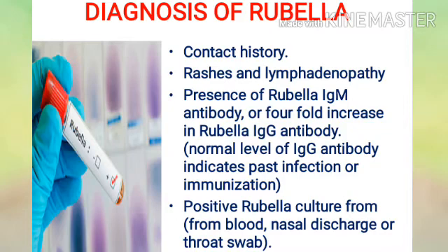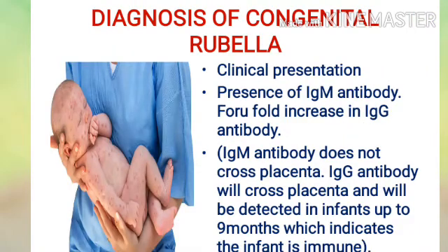If IgG antibody increases to fourfold, that is also an indication of active infection, or the presence of IgM antibody is an indication of active infection. The disease can also be diagnosed by rubella culture. It is done from blood, nasal discharge, or throat swab. Diagnosis of congenital rubella syndrome is also very important. We can suspect this condition from the clinical presentation. We already discussed the triad of clinical presentation, and the presence of IgM antibody and the fourfold increase of IgG antibody are the laboratory investigations.